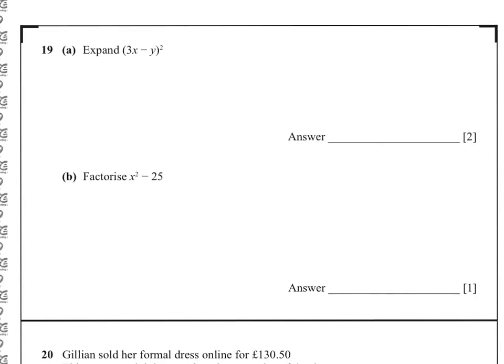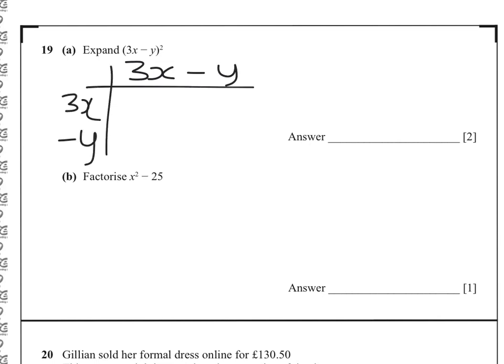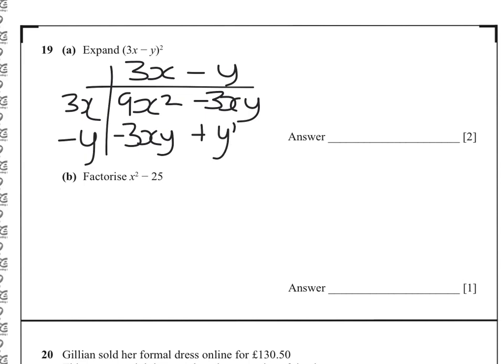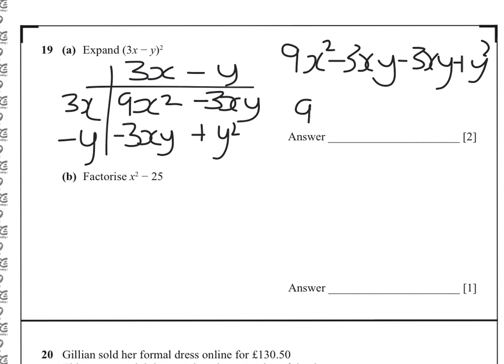For expanding brackets, I use the grid method. So we have 3x minus y, and we want to multiply that by 3x minus y. 3x times 3x is 9x squared. 3x times minus y is minus 3xy. And minus y times minus y is plus y squared. So that gives us 9x squared minus 3xy minus 3xy plus y squared. So 9x squared take away 6xy plus y squared.